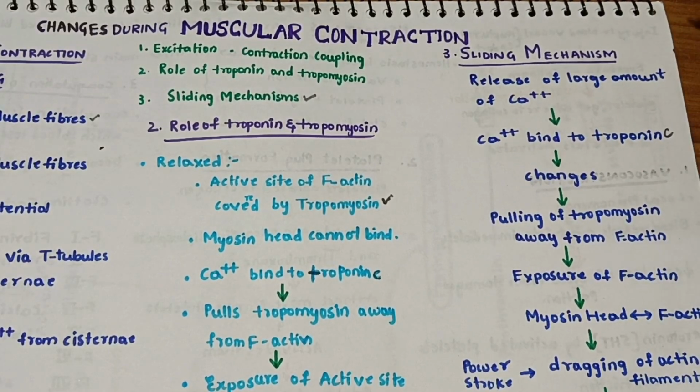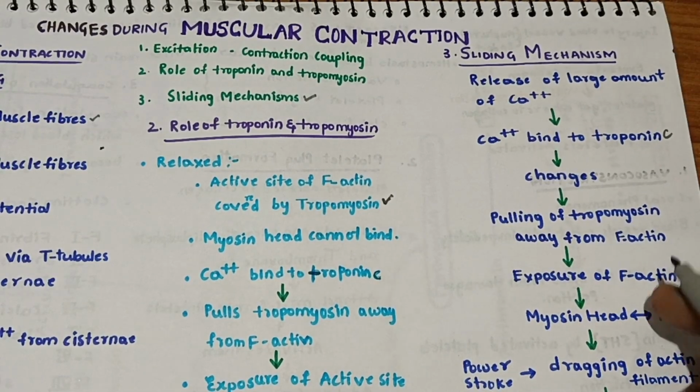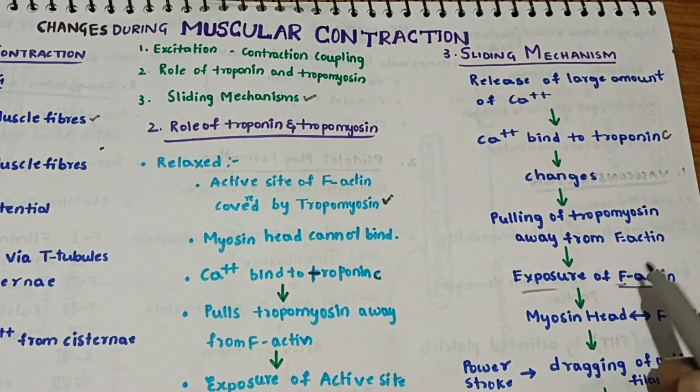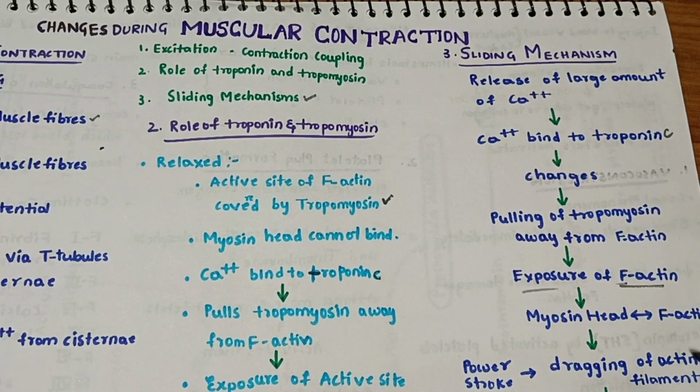There will be changes in the position of the troponin. Whenever calcium binds to the troponin, there will be some changes in the troponin position. That pulls the tropomyosin away from the F-actin. As I said, the F-actin is covered by tropomyosin. Whenever calcium binds to troponin C, it pulls the tropomyosin away, and there will be exposure of the F-actin.